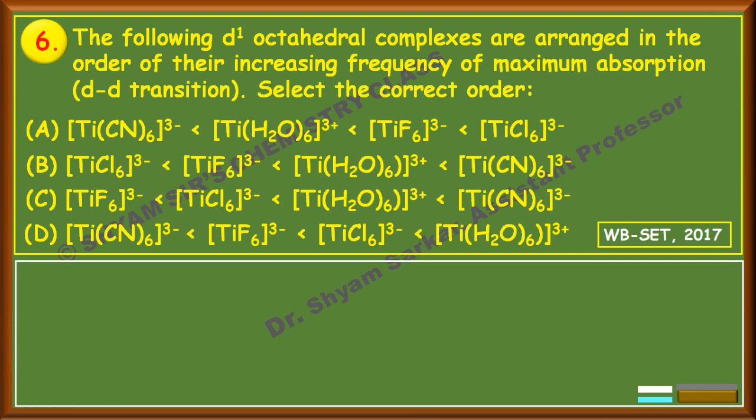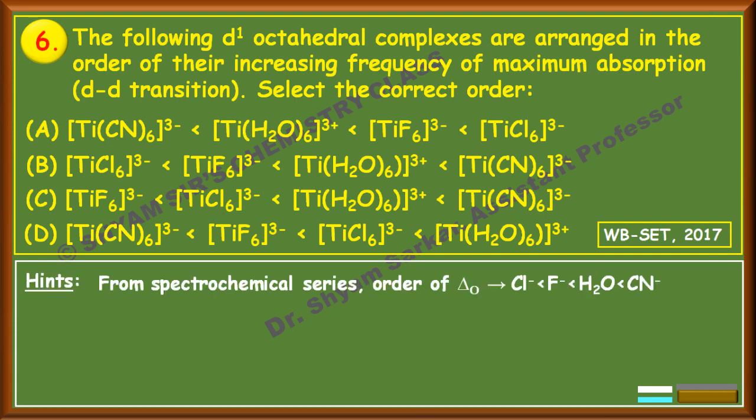For this type of question, you have to remember the spectrochemical series, which I have given in detail in my CFT part 1 lecture. From the spectrochemical series, we know the delta O value increases from Cl minus to F minus to H2O to CN minus. So among these 4 ligands, the order of delta O value is like this: Cl minus is less than F minus, less than H2O, less than CN minus.